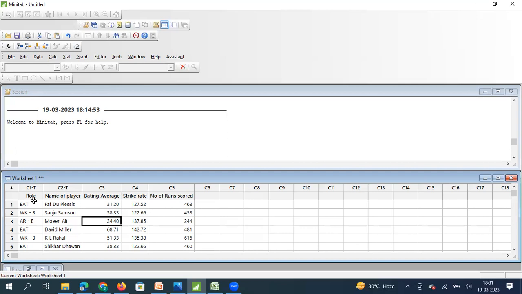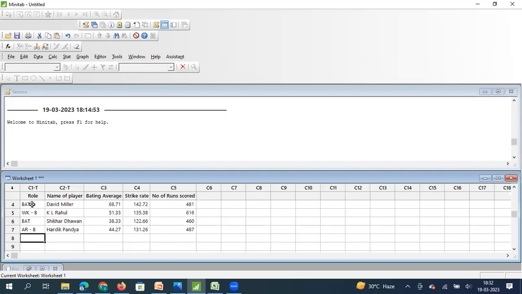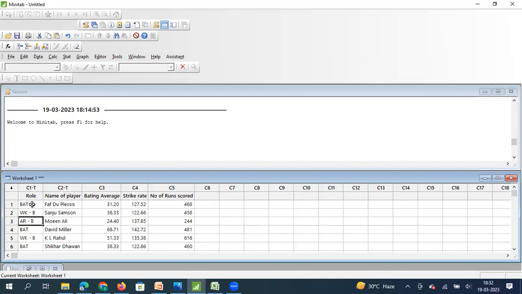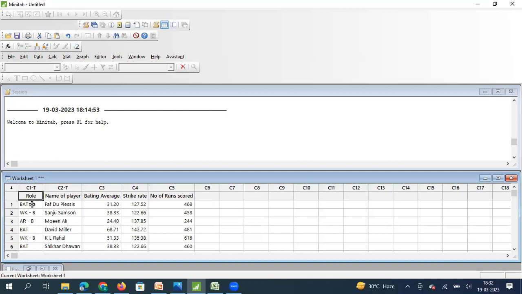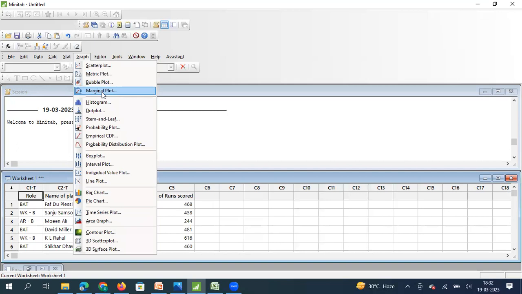If this is the request given to the data analyst, then one very simple chart that we can use to showcase this graphically is the bubble chart. These are people randomly taken from the top 10, 15 in last year's IPL, from different franchises. In that, I have randomly picked some seven players and their batting average, strike rate, and number of runs scored. So let me click on Graph. Let me click on Bubble Plot.